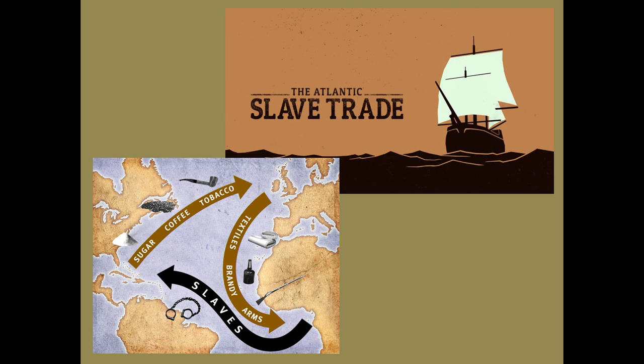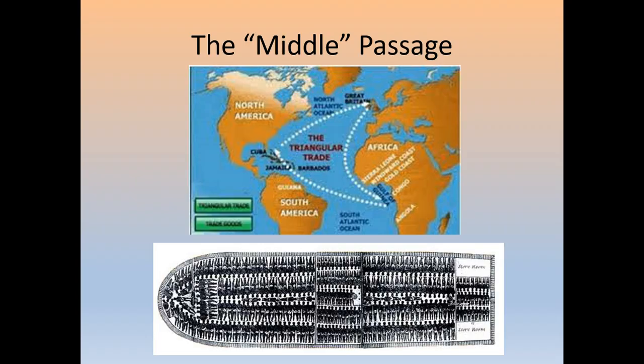So why do they go to Africa? They sell a few items, but they mostly want to get slaves. And then, of course, you see that bottom black arrow, the very, very long journey for these people. That would be what's called the Middle Passage. That's the leg that is bringing the slaves over, okay?